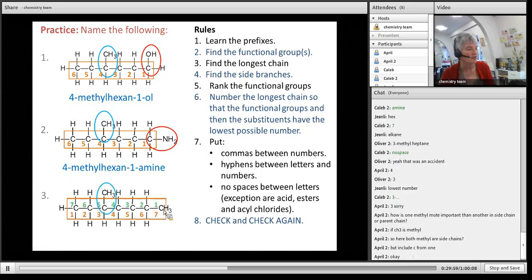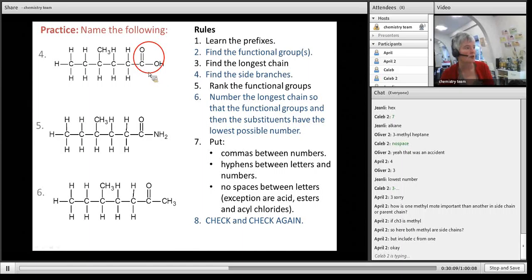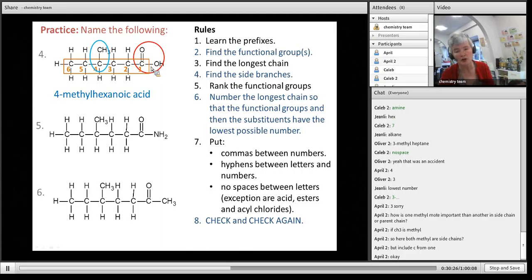Right, so actually let's go through this quite quickly. Basically we've got a carboxylic acid and we've got 6 carbons, so we know it's going to be hexanoic acid with a methyl on the 4th carbon, so it'll be 4-methyl hexanoic acid. But notice in this case we don't put the number for the carboxylic group because it can only be on carbon 1.